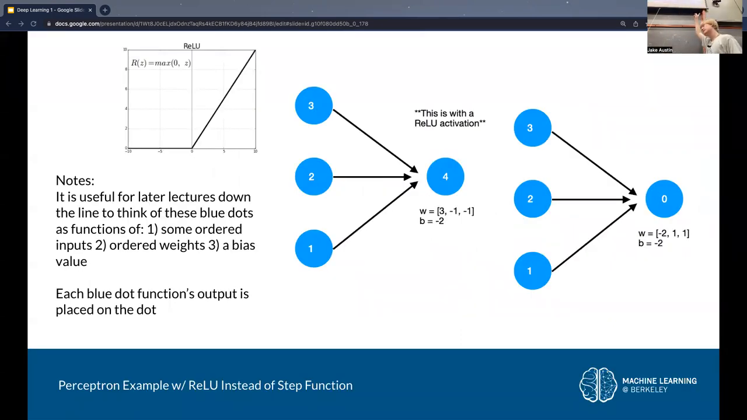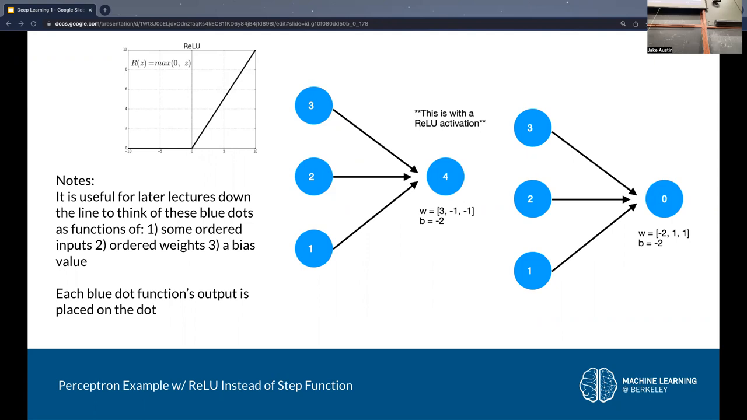So this is just a little demo, basically a toy problem. If our inputs are 3, 2, and 1, and we have a bunch of weights, in this case 3, -1, -1, and a W0 or bias term of -2, we're simply going to take our first weight and our first value and multiply them together: first weight, first value, 9; next weight, next value, -2; next weight, next value, -1. We're going to add them together with our bias, almost forgot it, -2. Add them all together, which should give us 4.